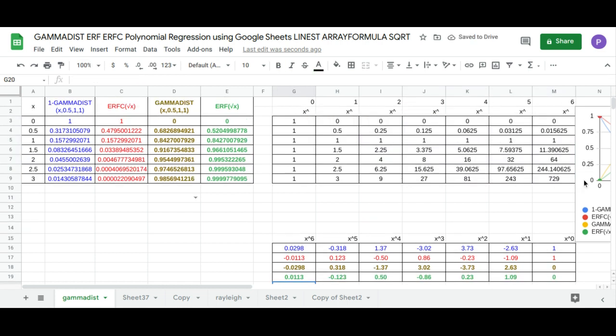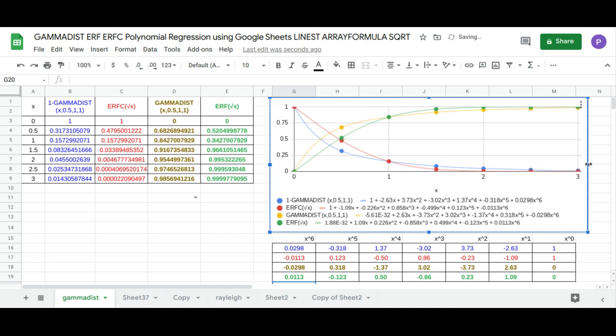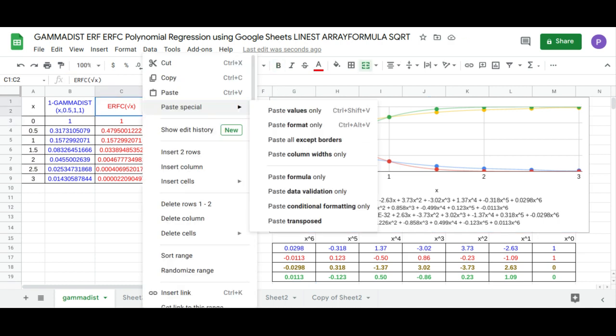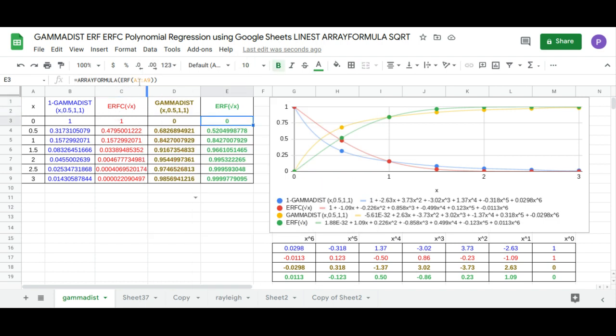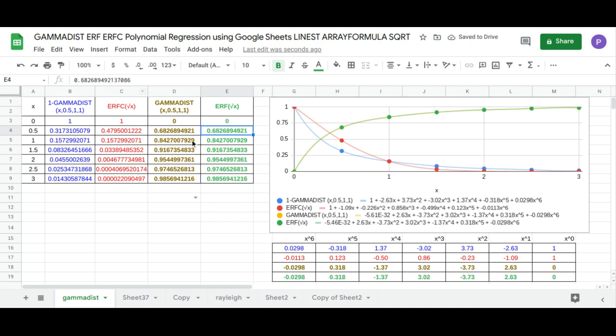After modifying the function, we'll compare our polynomial regression coefficients. So we begin with the error function. There's a square root of x, so this should be square root of x. Now their values, the data sets are the same. Their polynomial regression coefficients are the same. And their polynomials are the same.